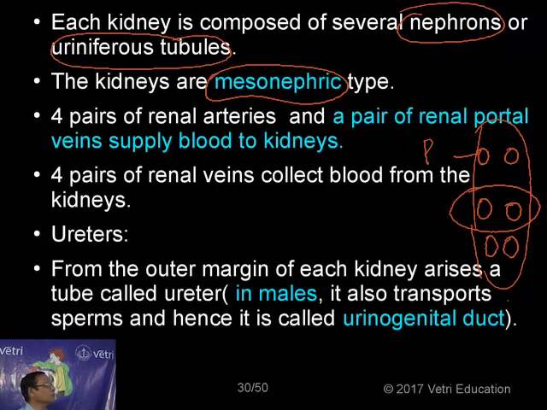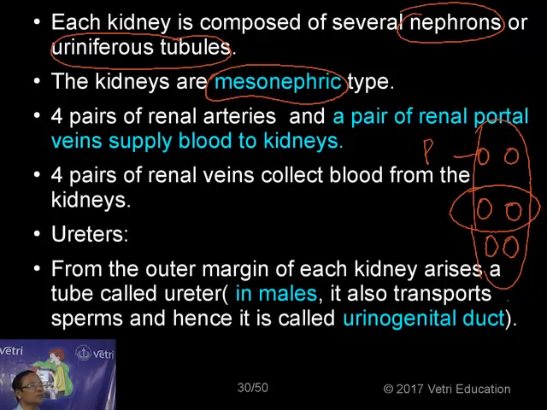Now, there are 4 pairs of renal arteries and a pair of renal portal veins supplying blood to the kidney. The renal portal vein comes from the leg region and opens into the kidney, one from each leg. That is called the renal portal vein. There are 4 renal arteries on either side of the dorsal aorta, so together we have 4 pairs of renal arteries.